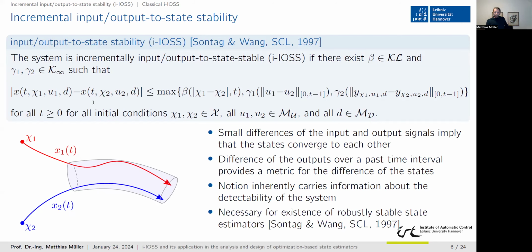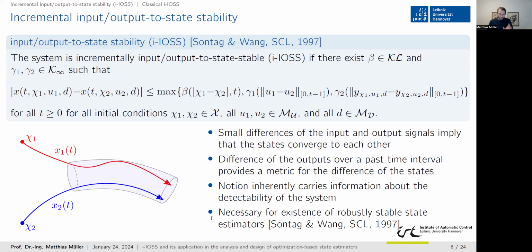And as I already mentioned previously on my motivation slide, it was already shown in this paper by Sontag and Wang in 1997 that this condition is in fact necessary for the existence of a robustly stable state estimator. As I mentioned, this was extended recently in this work of the group of Jim Rawlings, also for more general optimization-based estimators, so general estimator mappings.